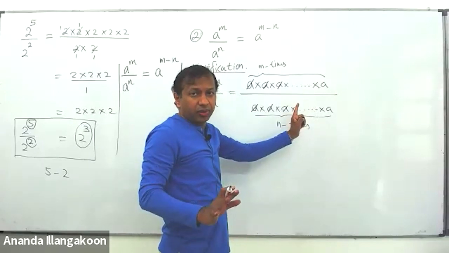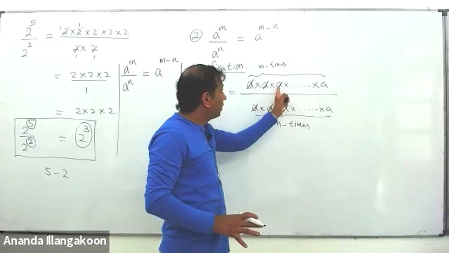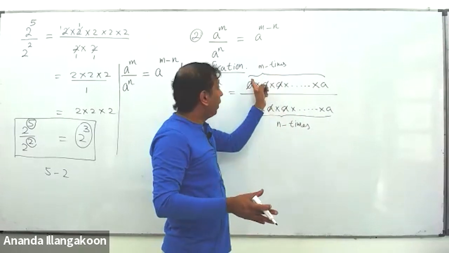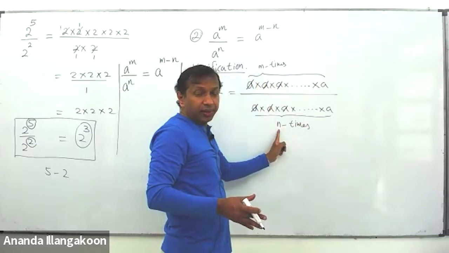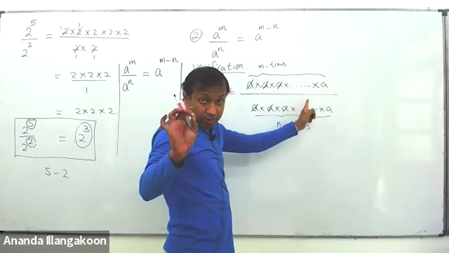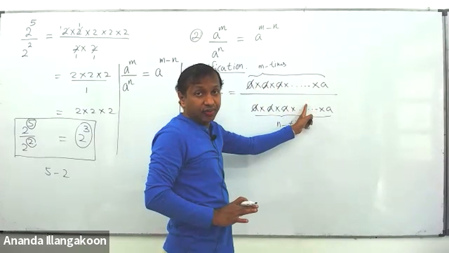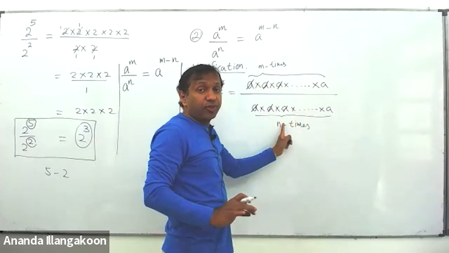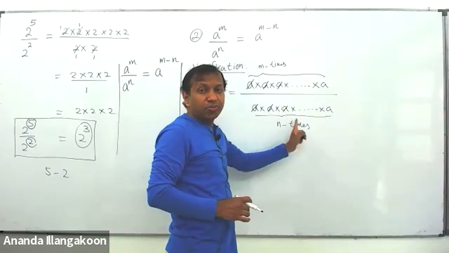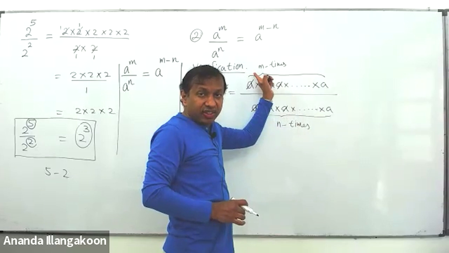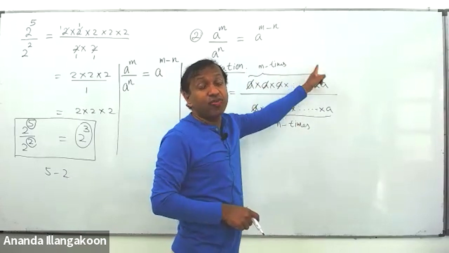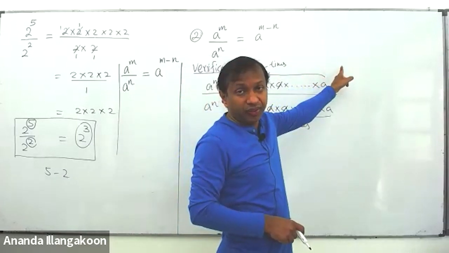Not all cancel, people. Here I am going to assume this m is greater than n. Simple m, this one greater than n. Then in the numerator we have how many simple a letters? m number of simple a letters there. Here n number of simple a letters. Since n is smaller than m, all the n number of a letters will cancel with n number of a letters at the numerator. Then the rest will be remaining there. Okay, the rest will be remaining.